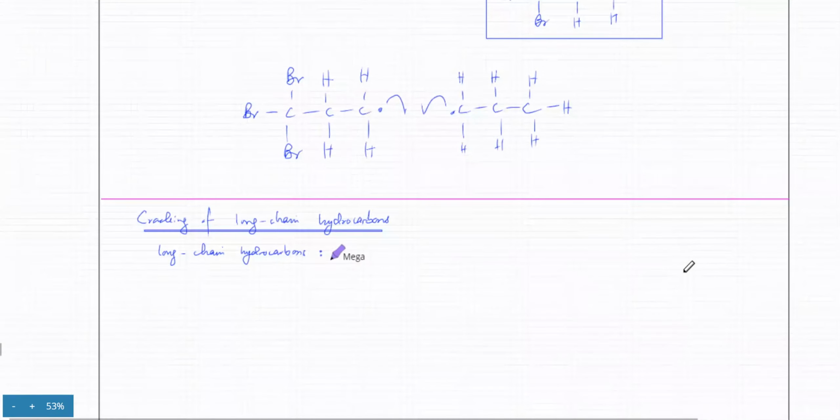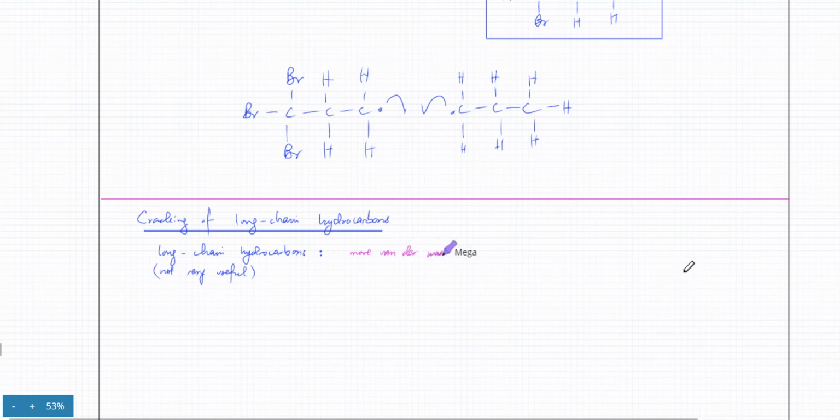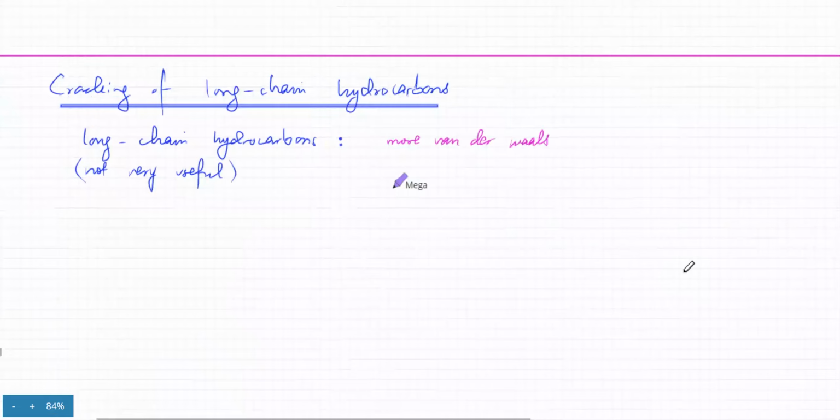They're not very useful. Okay? So why are they not very useful? You've done this in O levels. The reason they're not very useful is because if it's a long chain hydrocarbon, it's going to have more van der Waals forces. It's a bigger molecule. So if it has more attractive forces, because it's a long chain molecule, it's going to have high melting and boiling points, and it's going to be very viscous. Okay, the bigger the molecule, the more viscous it's going to be.